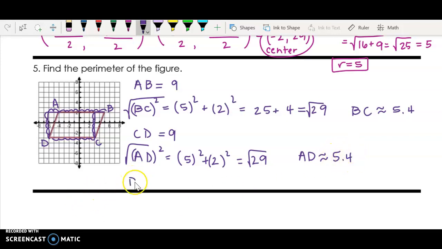Then to find the perimeter of the whole figure, we'll add the 4 sides together. 9 plus 5.4 plus 9 plus 5.4 gives us 28.8 for the perimeter.